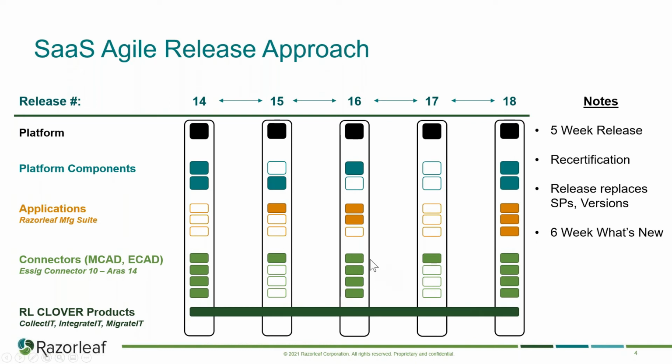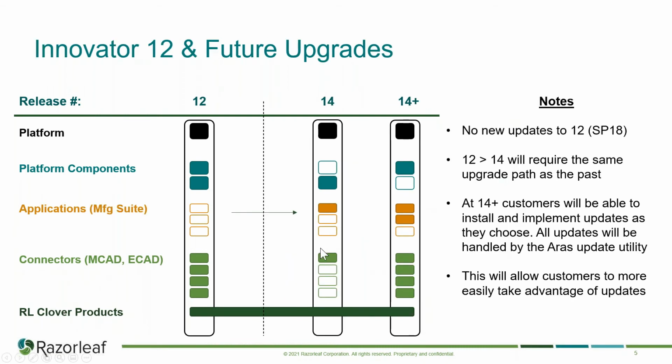Right. So just to touch on Innovator 12 a little bit, so no new updates. SP18 will be the last service pack released for Innovator 12. 12 to 14 will require the same upgrade path as you've had in the past. So I know many of you recently in the last year just came up to 12, we're going to want to think strategically about when we want to go to 14, because we'll still have to log a ticket, we'll still have to work with the Aras database team to upgrade there.